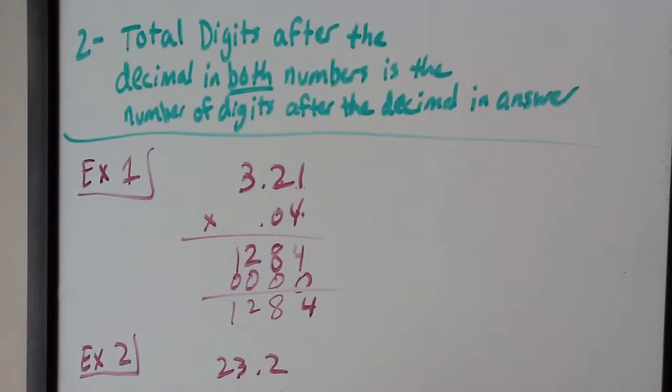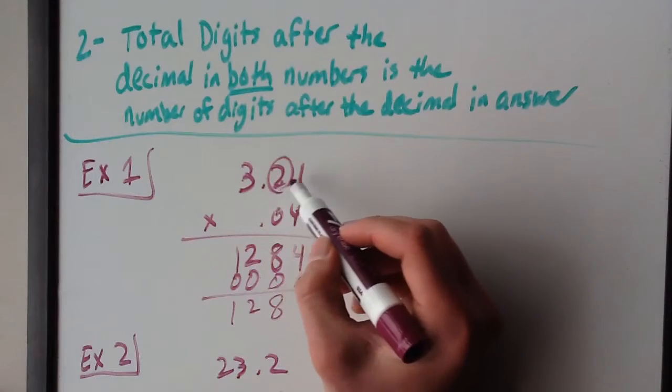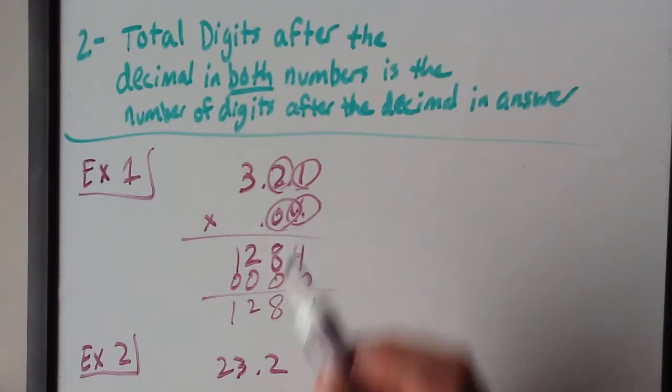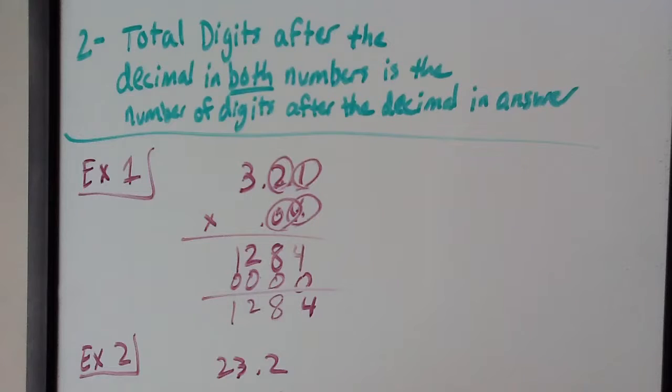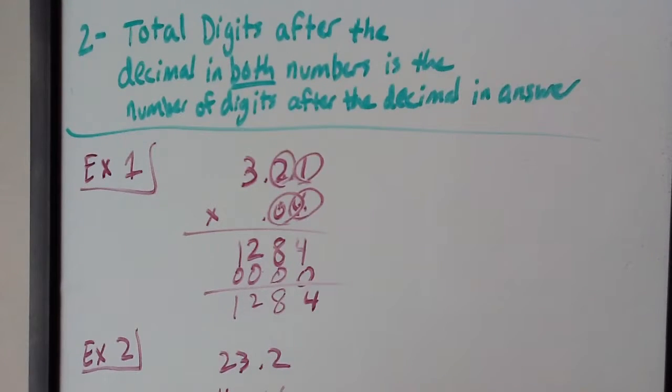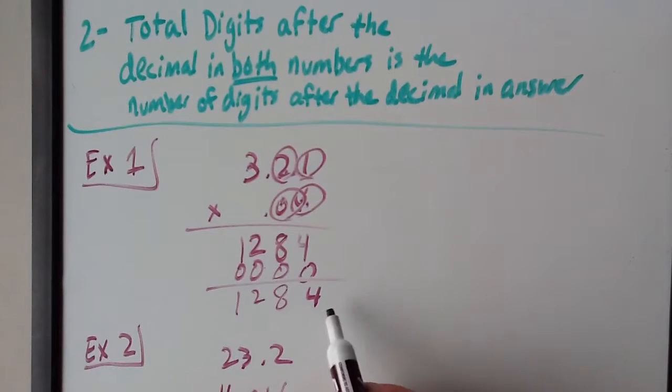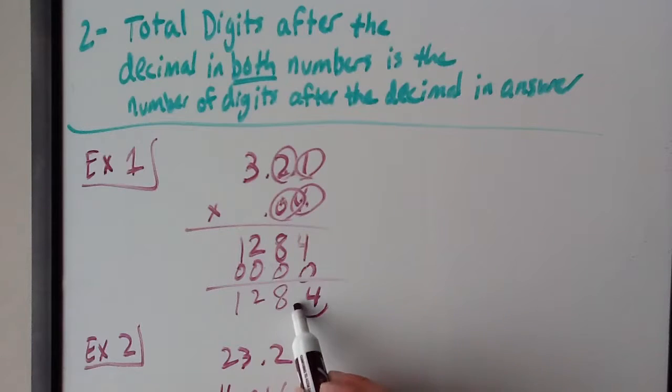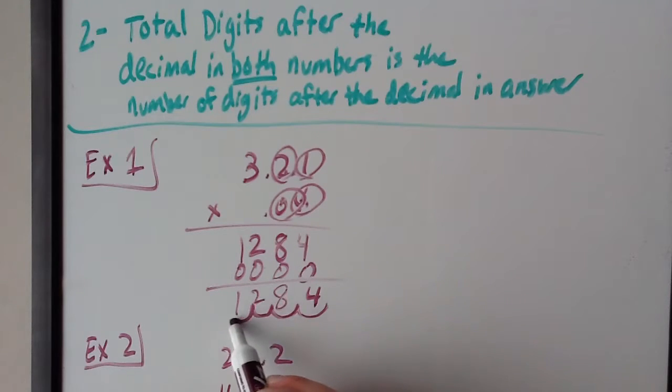Now I have to count how many digits are after the decimal in both numbers. Well, here's 1, 2, 3, 4. I have 4 digits after the decimal points. So in my answer, I should have 4 digits after the decimal. I'm going to start on the far right of my number and go left 4 spaces. 1, 2, 3, 4. My decimal point goes right there.